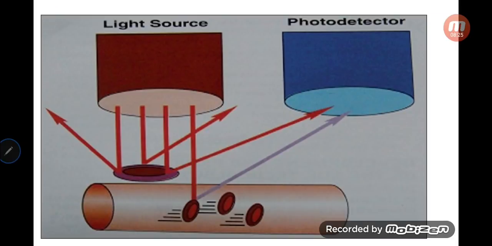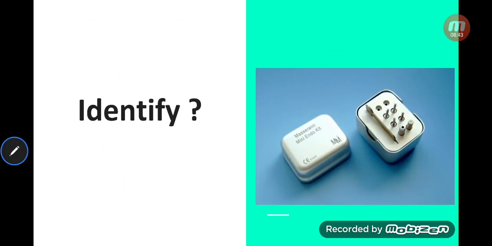This is laser Doppler flowmetry, which works on the Doppler principle, meaning an echo. This is the echo, and the photodetector helps in detecting the echo. This is a textbook-based picture of laser Doppler flowmetry, which is another non-invasive method of detecting pulp vitality, particularly the blood supply.